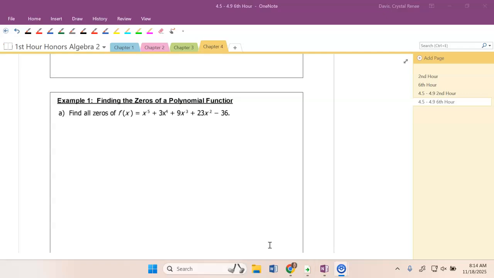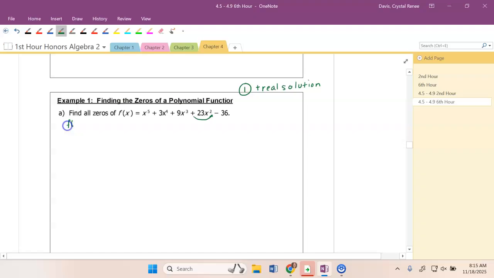So let's go ahead and use Descartes' rule of signs to see what we should check for first. For f of x, we have positive, positive, positive, to negative. So we know that we have one positive real solution. We know that's for sure.